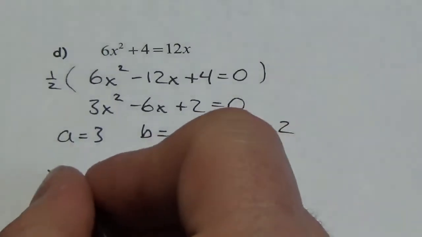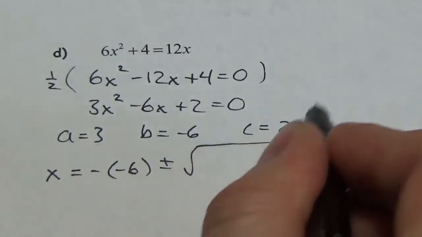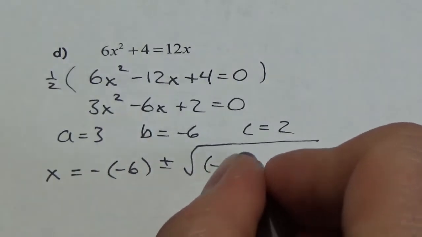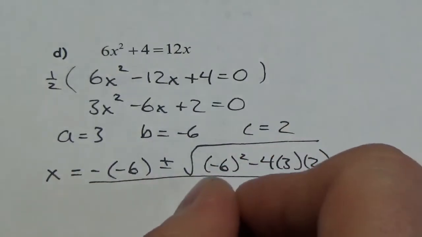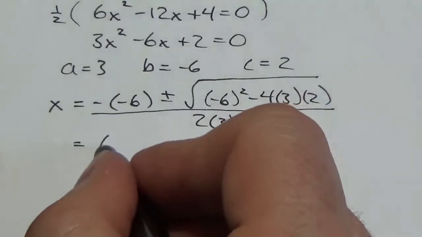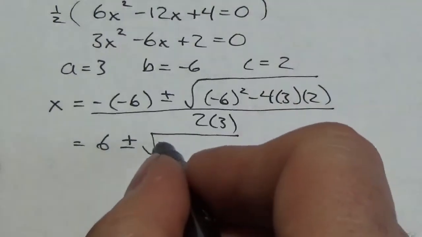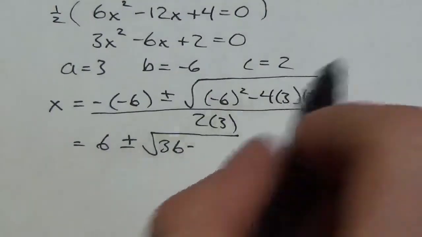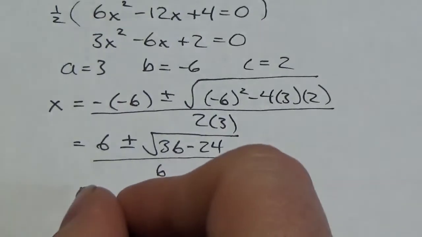But anyway, so x is equal to the negative of the b value, again that double negative there, plus or minus the square root of the b value squared minus 4 times a times c, all over 2a. Okay, so 6 plus or minus the square root of 6 squared, so 36, minus 4 times 3 is 12, times 2 is 24, so minus 24, all over 2 times 3 is 6.